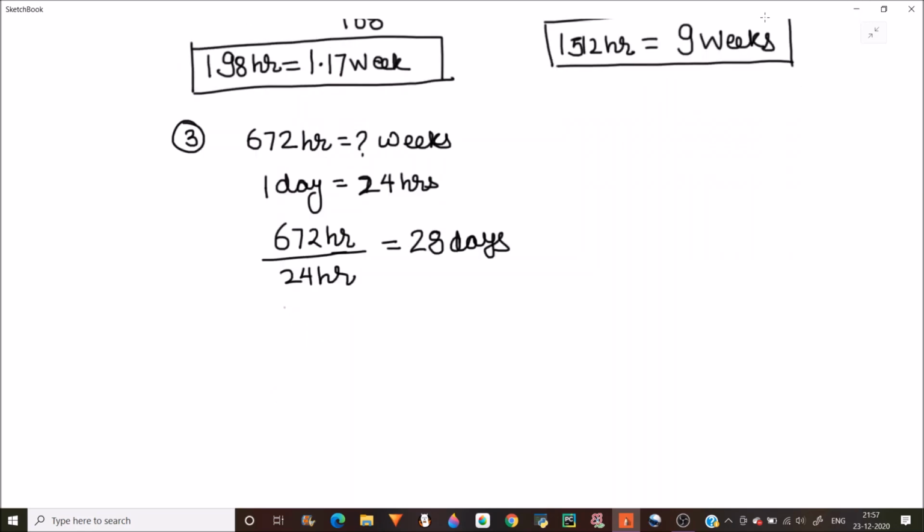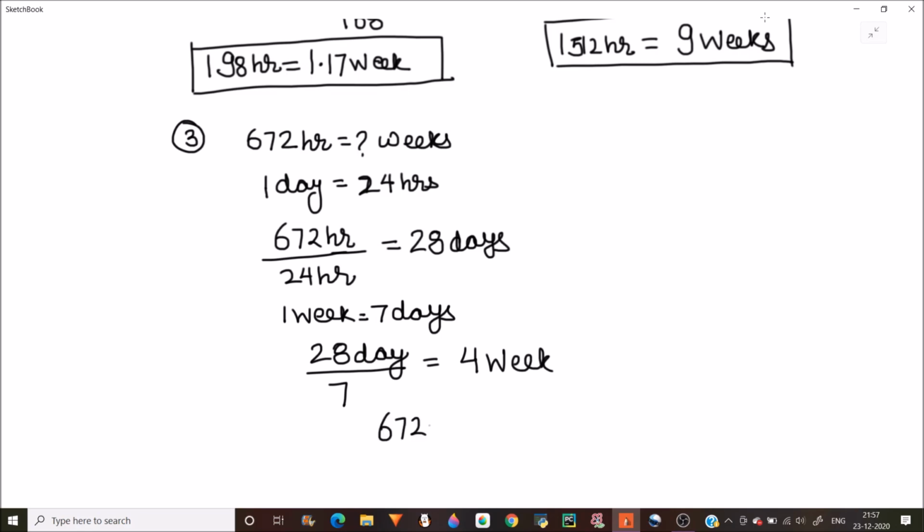Now from days we are going to convert it into weeks. So 1 week is 7 days. So to find the number of weeks, we are going to divide 28 days by 7. So this will become 4 weeks. So our answer will be 672 hours is equal to 4 weeks. This is our answer without using the conversion factor.